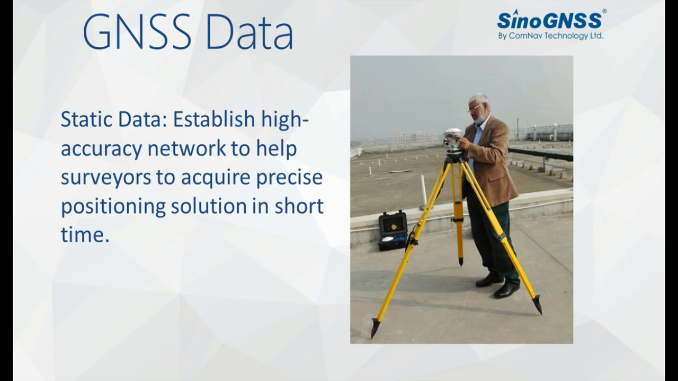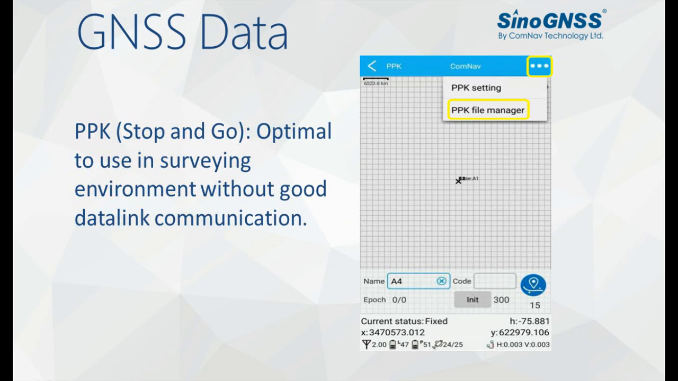Why we collect static data: it establishes a high accuracy network to help surveyors acquire precise positioning solutions in quite a short time. PPK and stop and go function is a replacement of the RTK function, which is optimal to use in survey environments without a good data link communication. For now, only our Android-based software SurveyMaster can collect the PPK data shown in this picture.